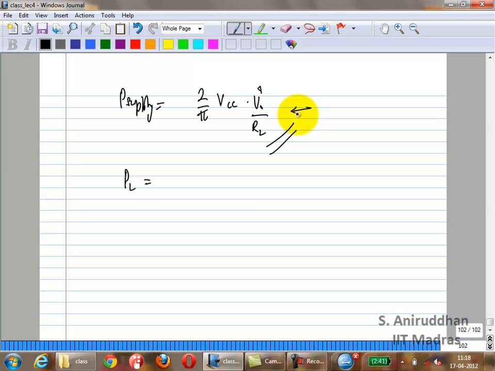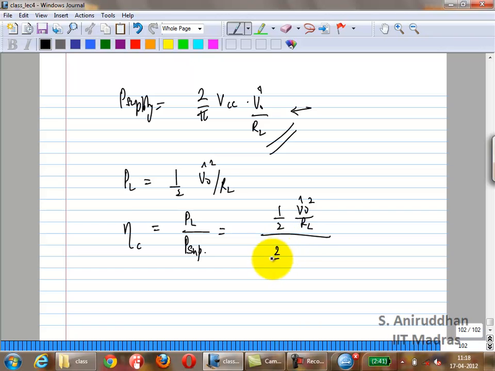And the efficiency, do you think efficiency will be a function of VO hat? Actually, let's check. What is PL? We'll write it as half VO squared over RL. Well, this still shows that the efficiency is a function of VO hat. Right? Okay. So the efficiency is nothing but pi by 4 times VO hat over VCC. Correct? So definitely the efficiency is a strong, linear function of VO hat, which is the peak value of the output voltage.